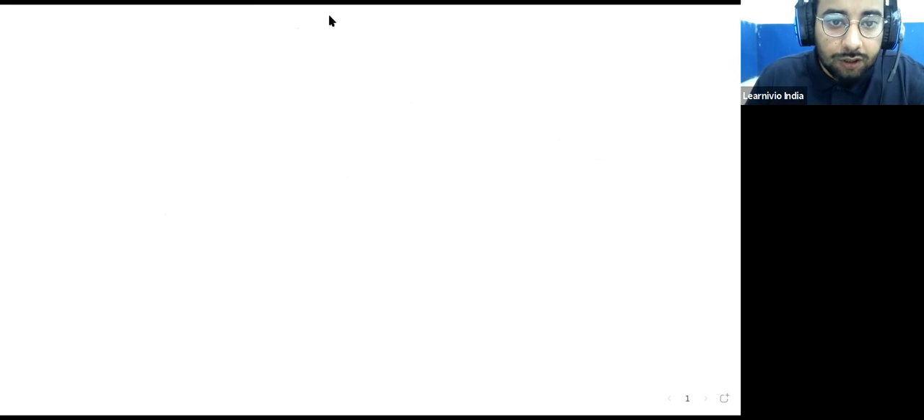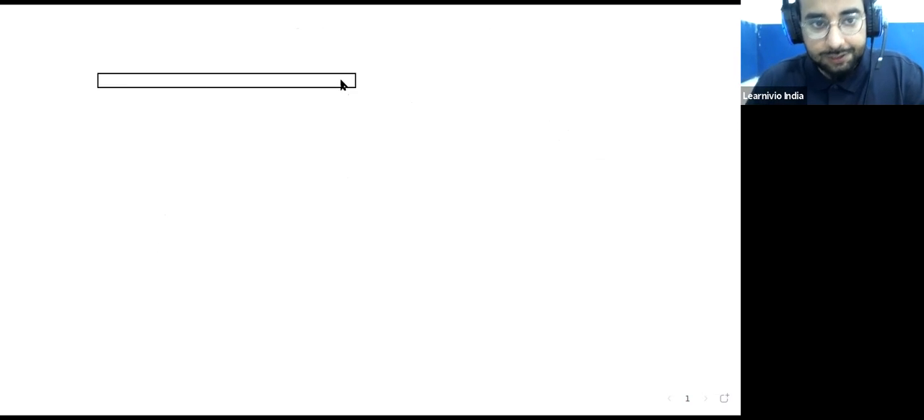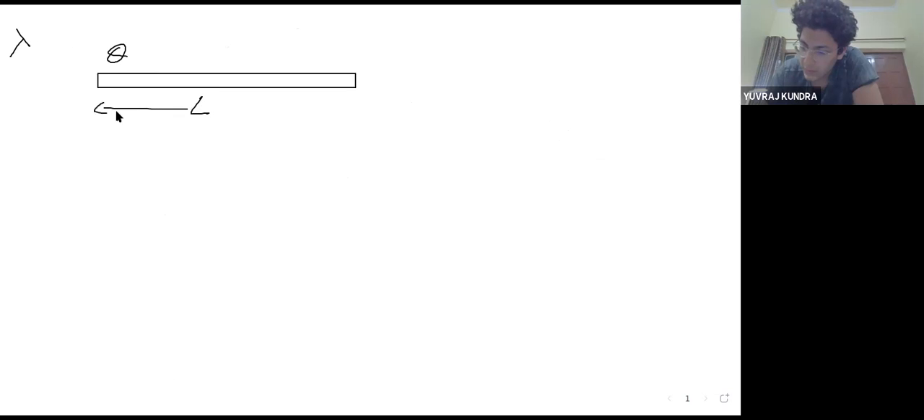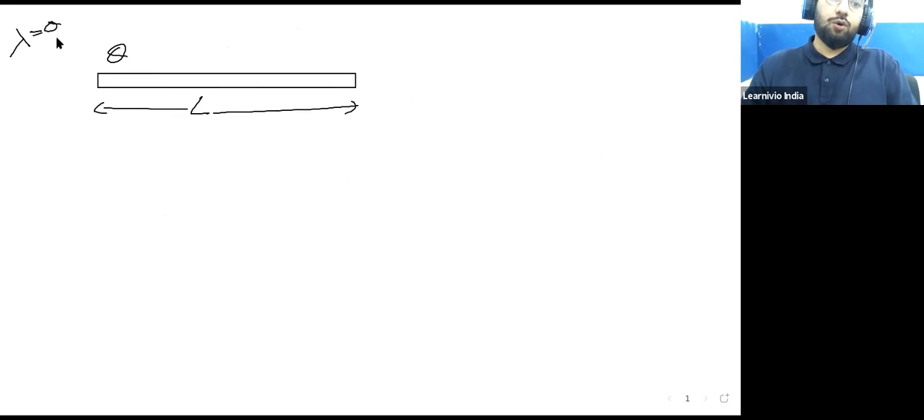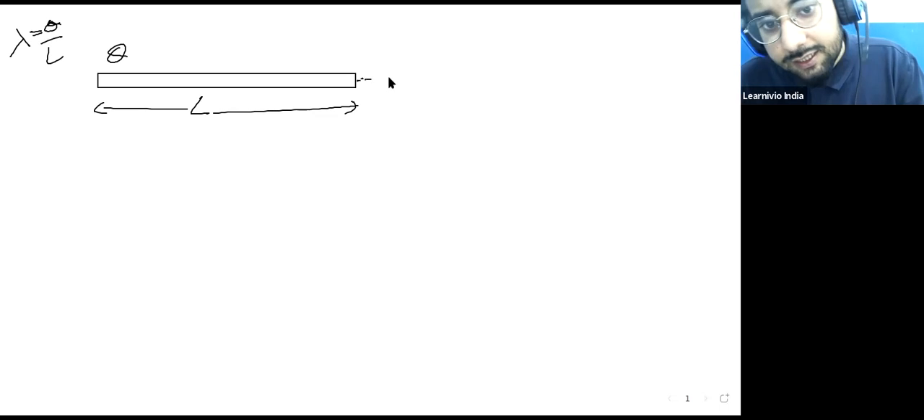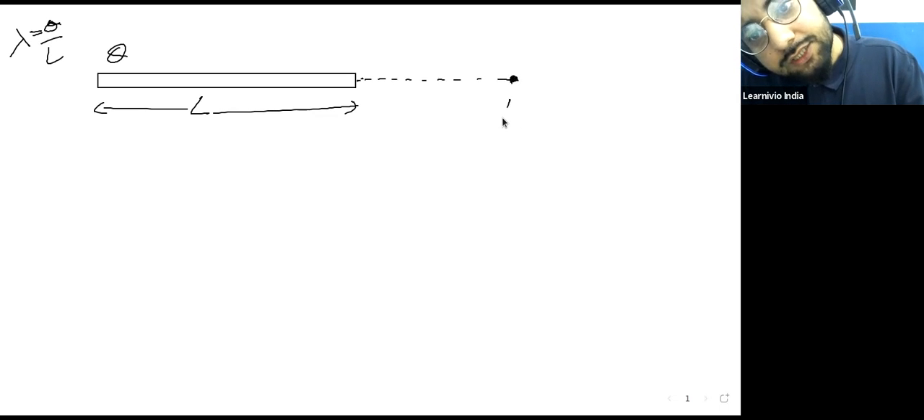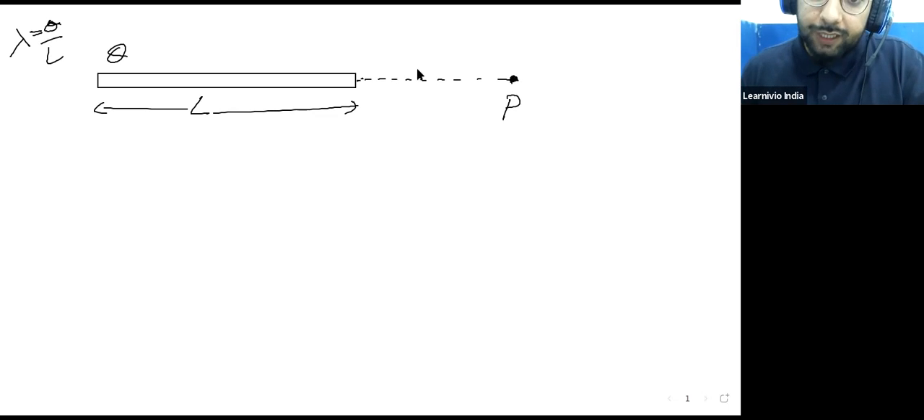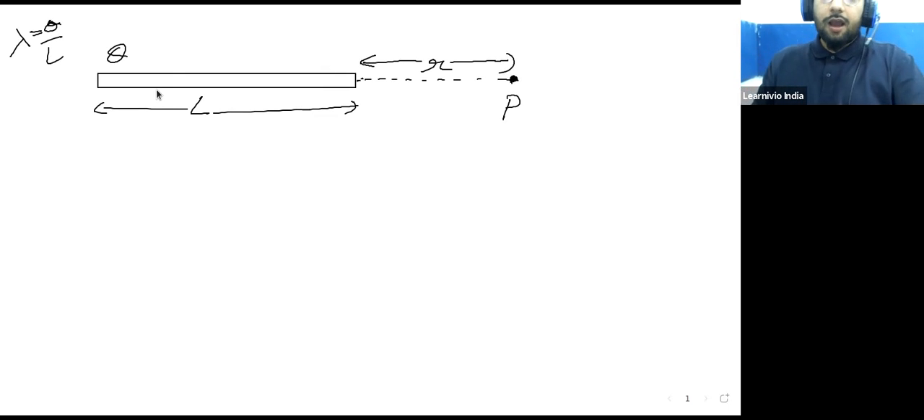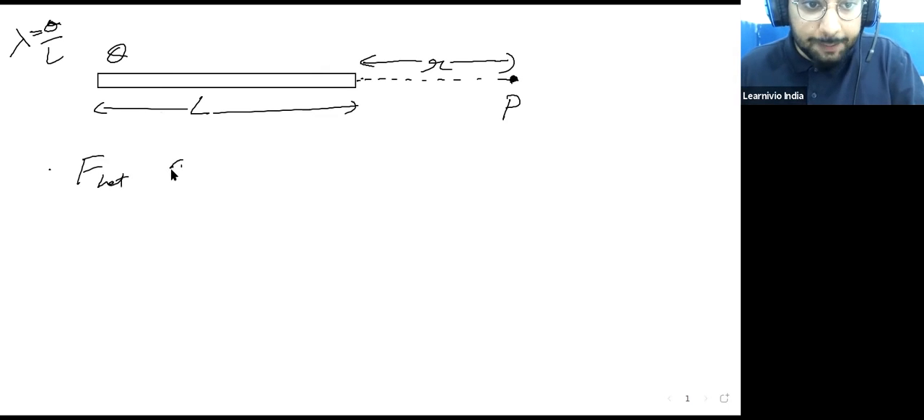Lovely. Now let's talk about the simplest case, the one-dimensional case, where you have a rod with total charge capital Q and length capital L. So this is just Q over L. Now, what we need to find out is, on this axis, let's say you have a point here. Let's call this point capital P. Let's say this point is some r distance away from the beginning of the rod. What we need to find out is the net force F net at P.